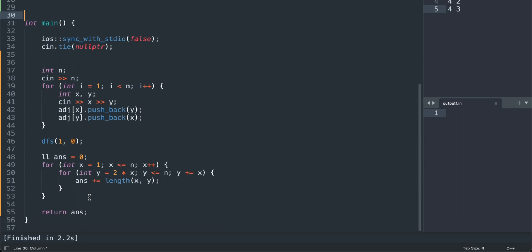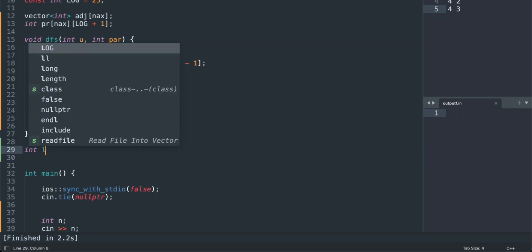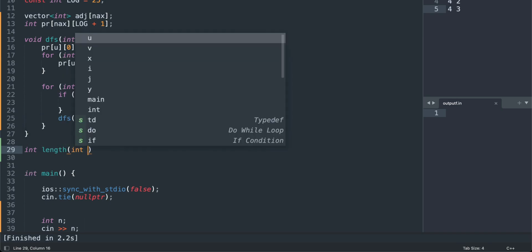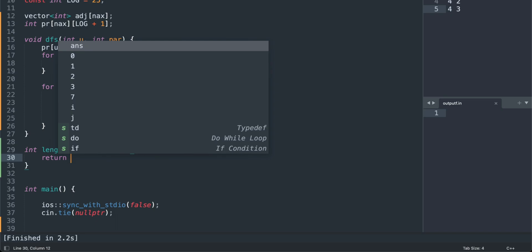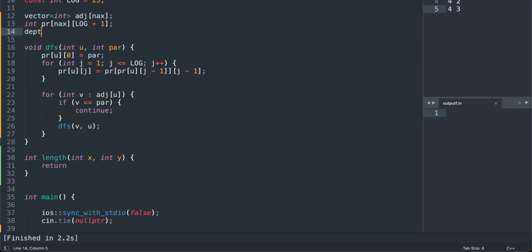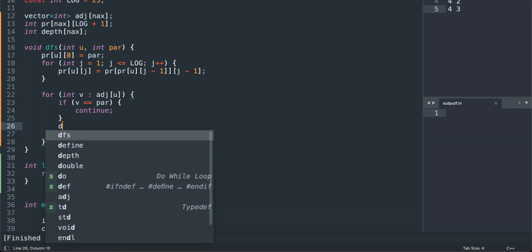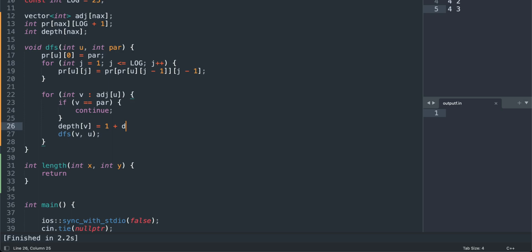Now let's write the length function. Okay, what is the length between two nodes x and y? You can say length is nothing but, okay, depth. We have to calculate depth also, right? That will be required for LCA, depth of each node. Okay, depth of u is 0 only. Here we can say depth of v is nothing but 1 plus depth of u, and depth of u is 0. Okay, depth of u is 0, so it will become 1, its child will become 2. Okay, we have got the depth.